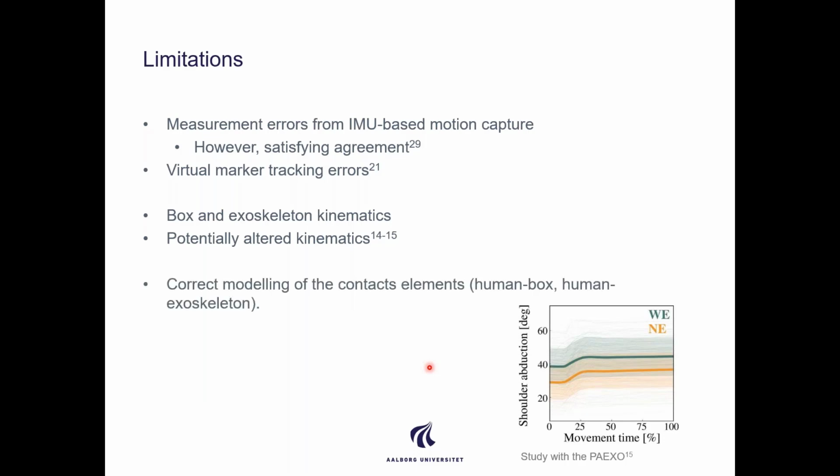And of course, there is also the whole subject about the correct modeling of the contact elements with the human box and human exoskeleton interaction. And we, of course, had some assumptions that we had to make here. And there is, of course, always room for improvement on this part. However, the idea was to create a model that could be feasible to have directly at the factory. So we did not want to have extra equipment in terms of force platforms and so on.